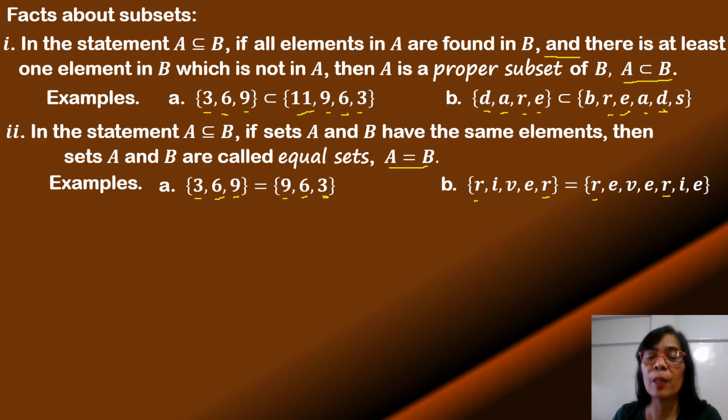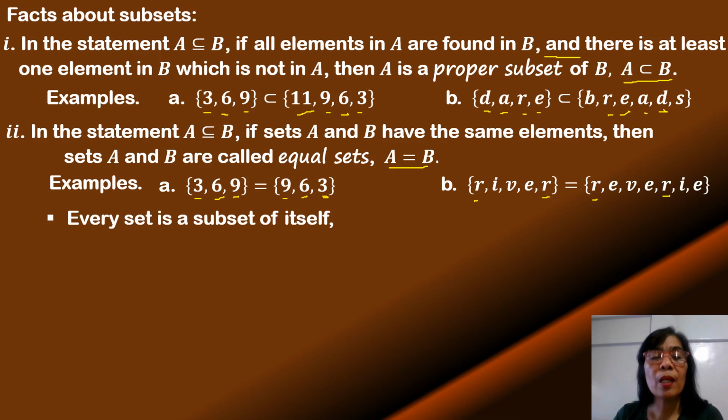So let us try to check. R is also found in the second set. I in the first set is also found in the second set. V is also found in the second set. And E in the first set is also found in the second set. Similarly, from the second set, R is also found in the first set. E is also found in the first set. V in the second set is also found in the first set. I in the second set is also found in the first set. Therefore, we say the two sets are equal sets.